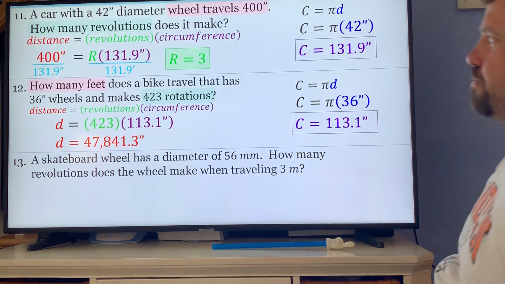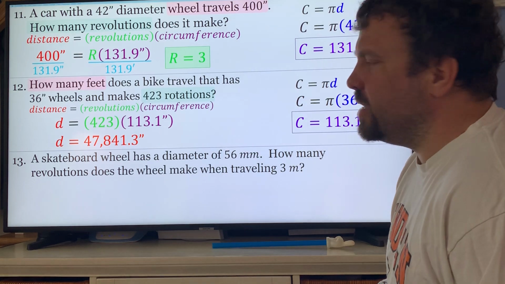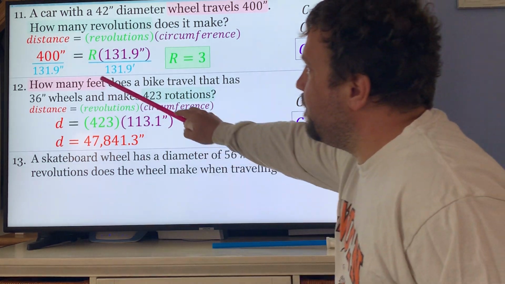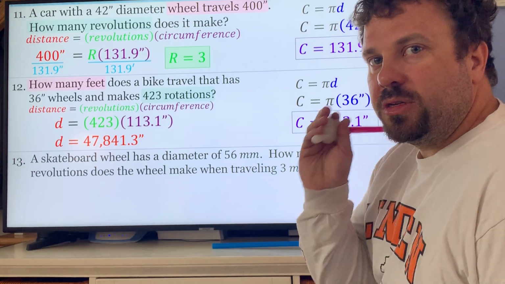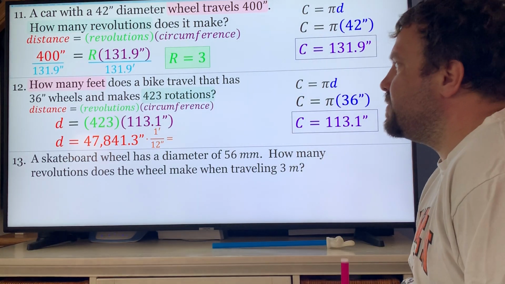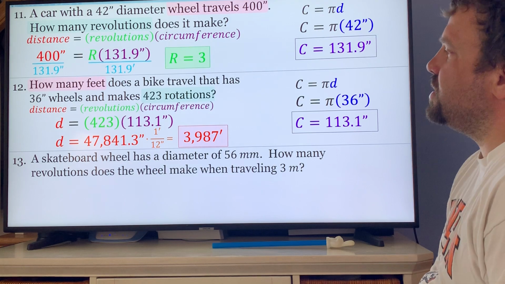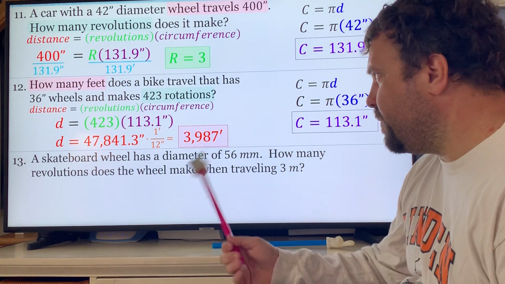47,841 inches. Did it ask for inches? No, it asked for feet. So what do we do with this number? How do you get from inches to feet? Divide by 12. And you get about 3,987 feet, or about 4,000 feet.